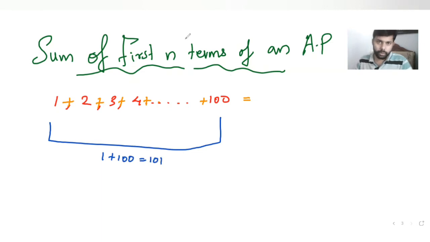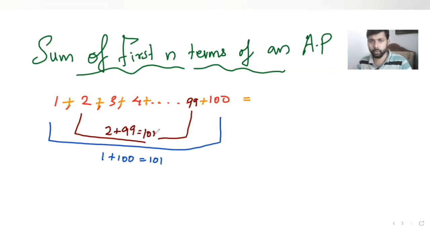Now let's consider the second number and the second last number. The second number is 2, and the second last number is 99. Adding 2 plus 99, we get the same value, 101. Again, let's consider the third number and the third last number. The third number is 3 and the third last number is 98. So 98 plus 3 is also 101. If you continue like this, in the middle you will get 50 plus 51, so that answer is also 101.